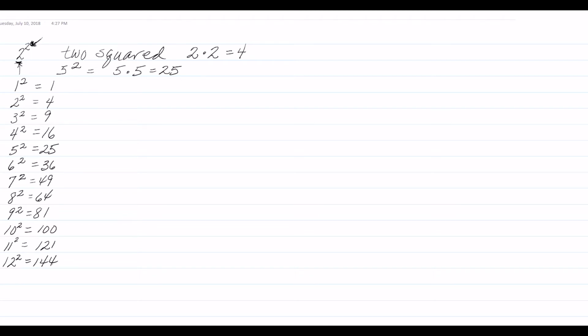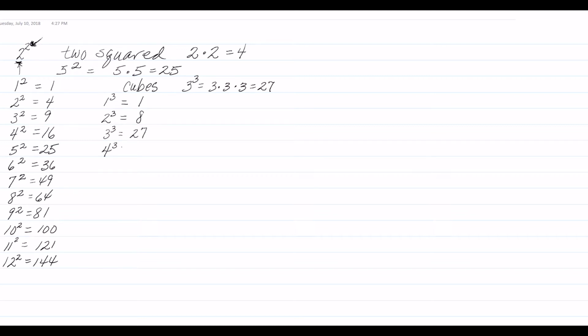Well, could we have other powers other than 2, for example? What if we were talking about perfect cubes? Let's do an example. If we did 3 cubed, that means 3 times 3 times 3, which equals 27. So let's list some perfect cubes. If we have 1 cubed, well, 1 times 1 times 1 is 1. 2 cubed is 2 times 2 times 2, which is 8. And 3 cubed, as we see from above, is 27.